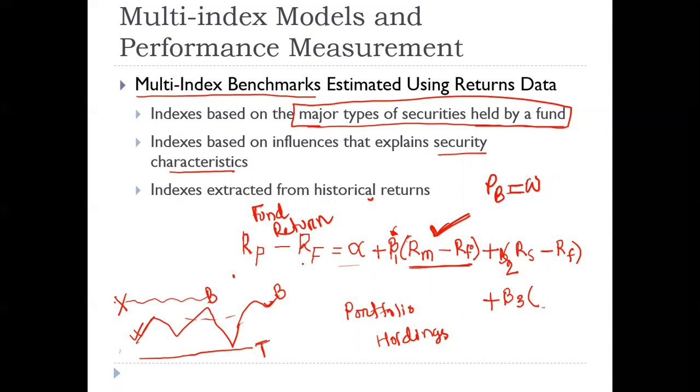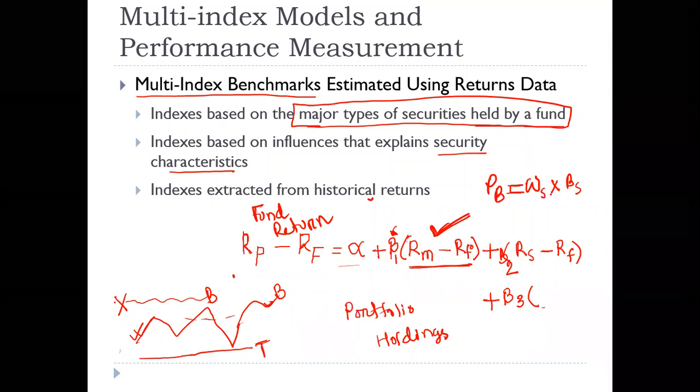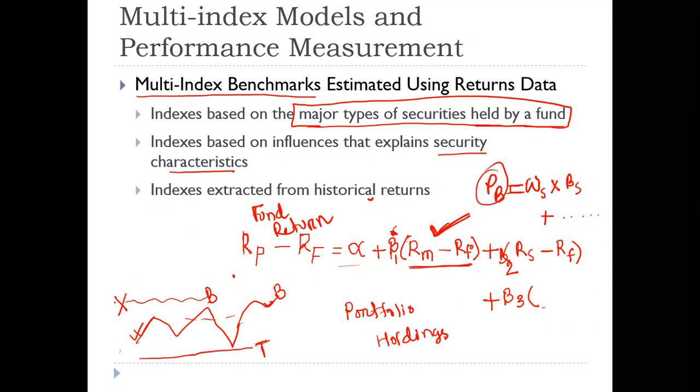And based on the time series analysis, we can also get the beta of a stock. In that case, if we multiply the weight of the stock and the beta of the stock for the k number of stocks which are in my portfolio, we can get the portfolio beta.